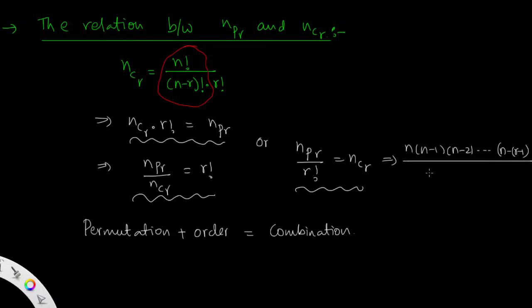R factorial, nothing but decreasing terms from the first n natural numbers, that is 1 into 2 into 3 and so on up to R. So writing up to R factorial means like this. So this belongs to NCR. Therefore the relation between NPR and NCR is this. Okay.